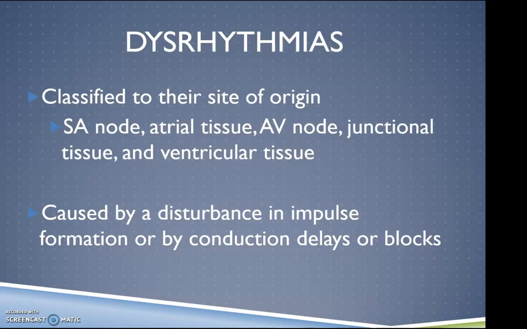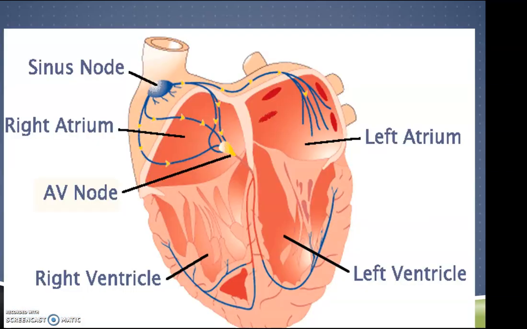Remember, in the heart, every cardiac cell has the properties of excitability and automaticity. This is just a picture reminding you of what the electrical conduction in the heart looks like. You'll see the SA node, it goes out into the atria. This is the AV node and the junctional tissue, and then down into the ventricles, the right bundle branch and the left bundle branch.